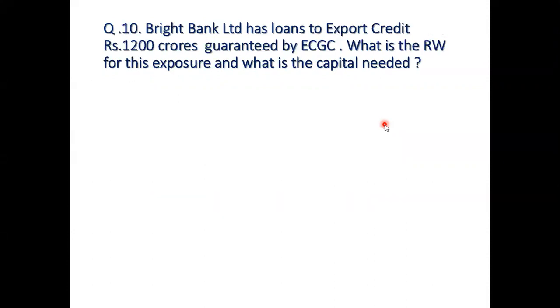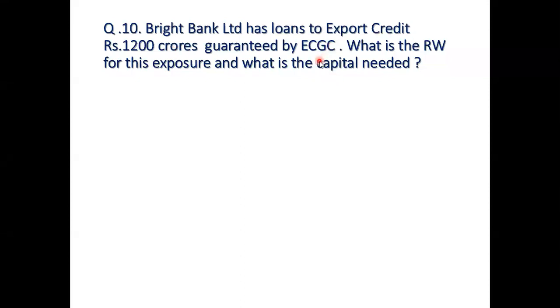Okay. 10th question. This is different. You see, the provision formula is different, and the risk weight formula is different. Bright Bank has got an exporter loan. They have given so many loans to exporters. Total loans given by the Bright Bank is 1200 crore. All these loans are guaranteed by ECGC. Now note the thumb rule. When ECGC is guaranteeing, don't worry about each borrower, because the question is for the entire bank. 1200 crore guaranteed by ECGC.